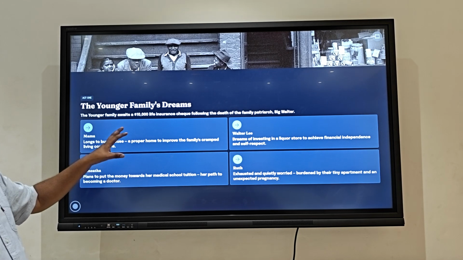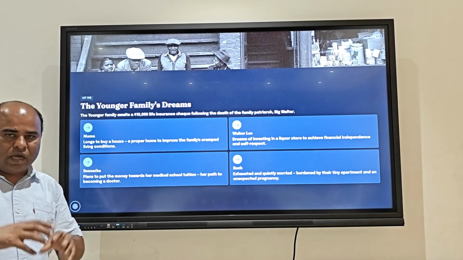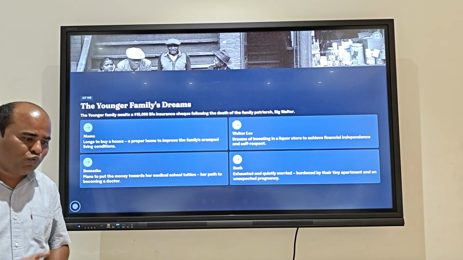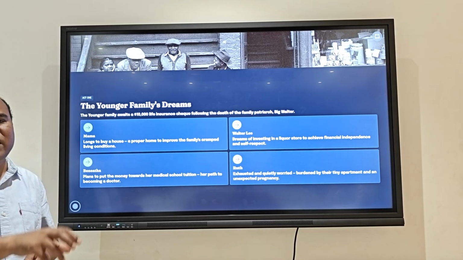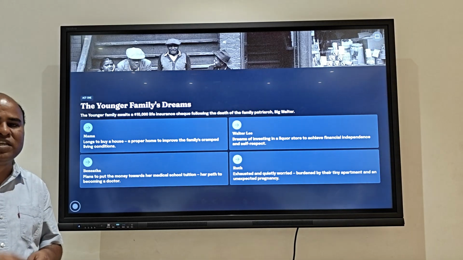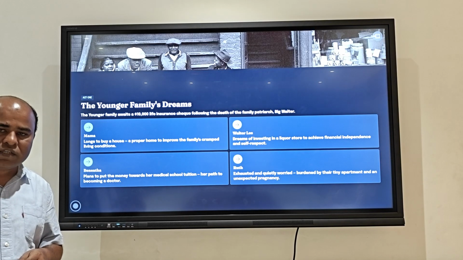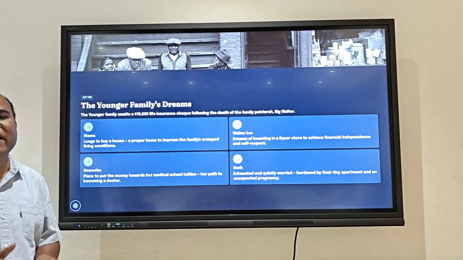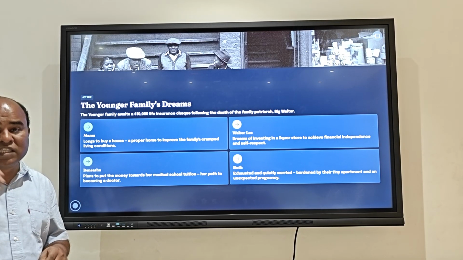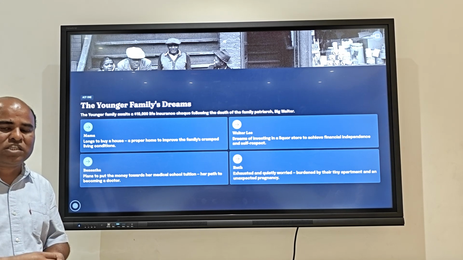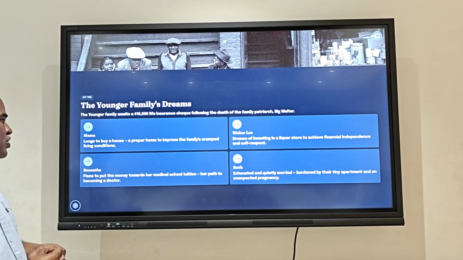Mama wants to buy a house, a proper home to improve the family's cramped living conditions. Mama, the matriarch of the family, wants to invest some part of that amount in buying a decent house because they are living in a ghetto. They are living in a cramped apartment, and she has had a difficult life, but she wants her next generations to have a decent chance at life, and that is why she is planning to buy a house with that amount which they are going to receive.